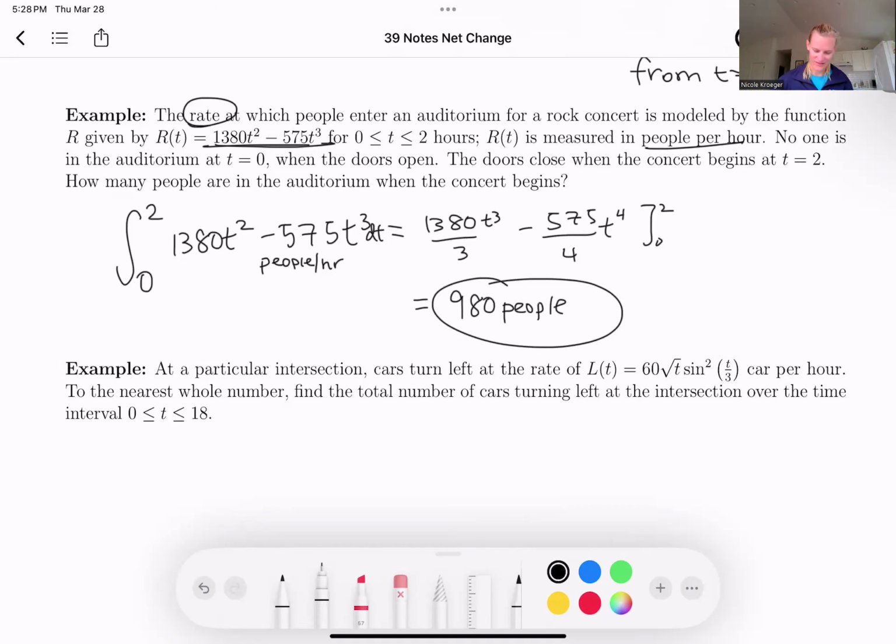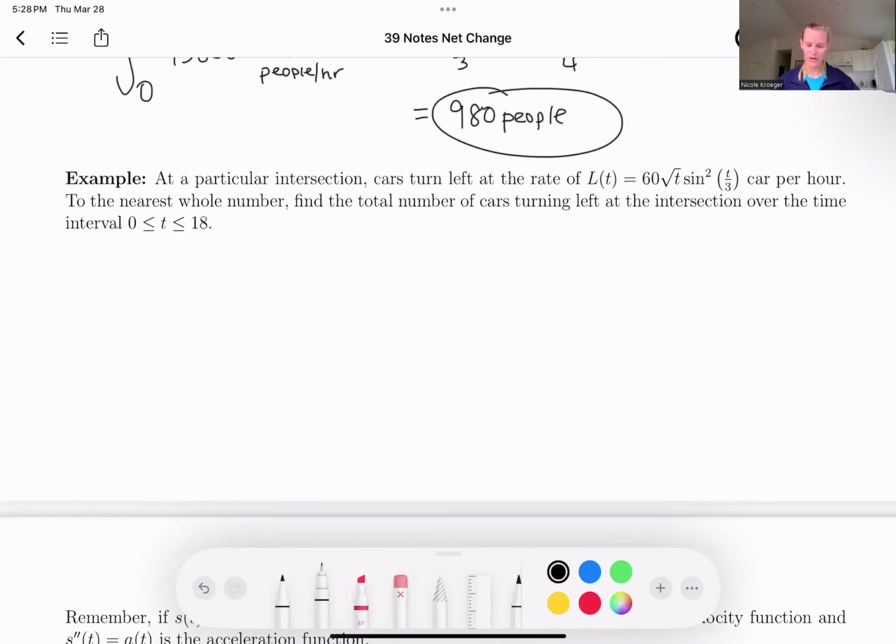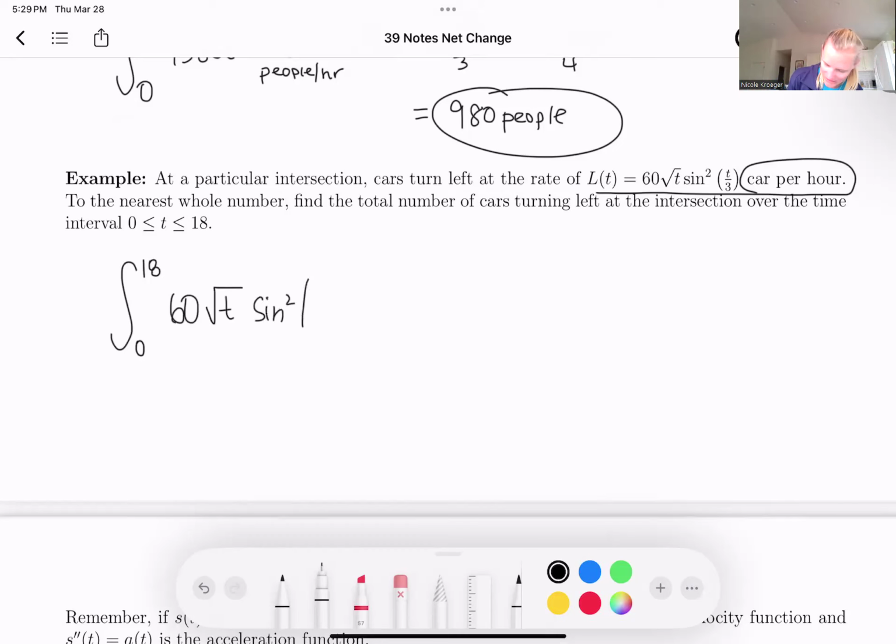Okay, so let's just keep going. So we've got an intersection. We know that cars turn left at this rate of cars per hour. We want to know the total number of cars that turned left from 0 to 18. So to get the total number that turns left, we're going to integrate this function because we're integrating a rate of change. And so that will tell us a total number of things. So we have the integral of 60 root t sine squared of t over 3 dt.